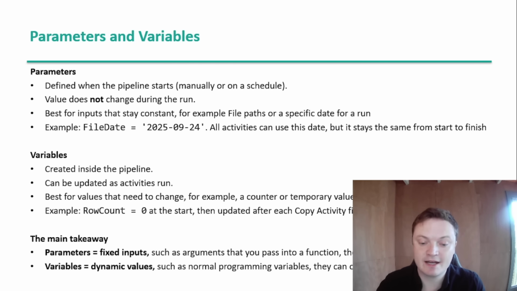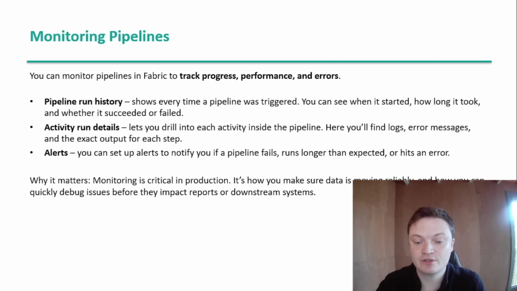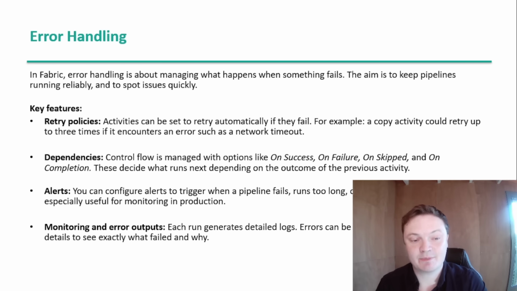You can look at alerts. You can set up alerts to notify you if a pipeline fails, runs longer than expected, or hits an error. So why does monitoring matter? Monitoring is critical in production. It's how you make sure data is moved reliably and how you can quickly debug issues before they impact reports or downstream systems.